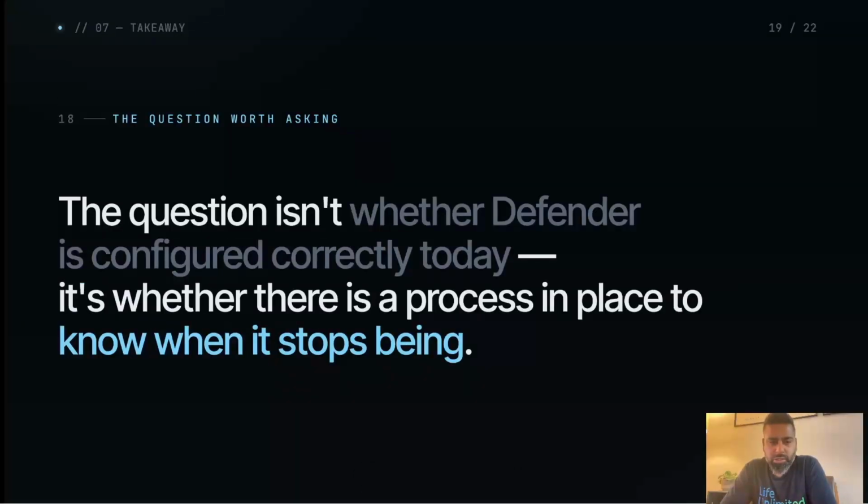So here's the question I want to leave the room with. It's not, is Defender configured correctly today? Any team can answer that with a screenshot. It's, do you have a process in place to know when it stops being? Because it will stop being. Drift is ordinary. The discipline is in detection and reversal, not the initial deployment.